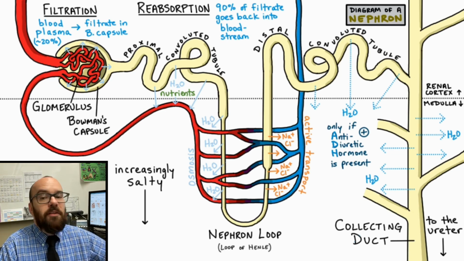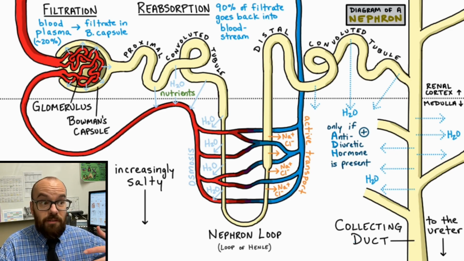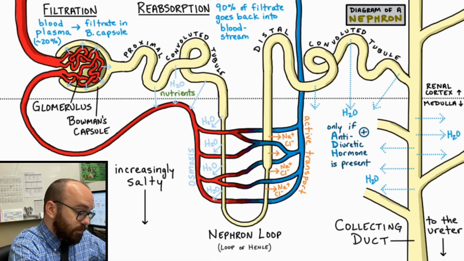Now, filtration and reabsorption in the kidneys is a lot more complex than what I've presented in this diagram. There's lots of other ions involved. There are other hormones involved, like angiotensin 1 and 2 and aldosterone, and a bunch of other things. But this is a pretty good overview of how the system works. All right, that was a lot of information. Let's do a quick recap here.